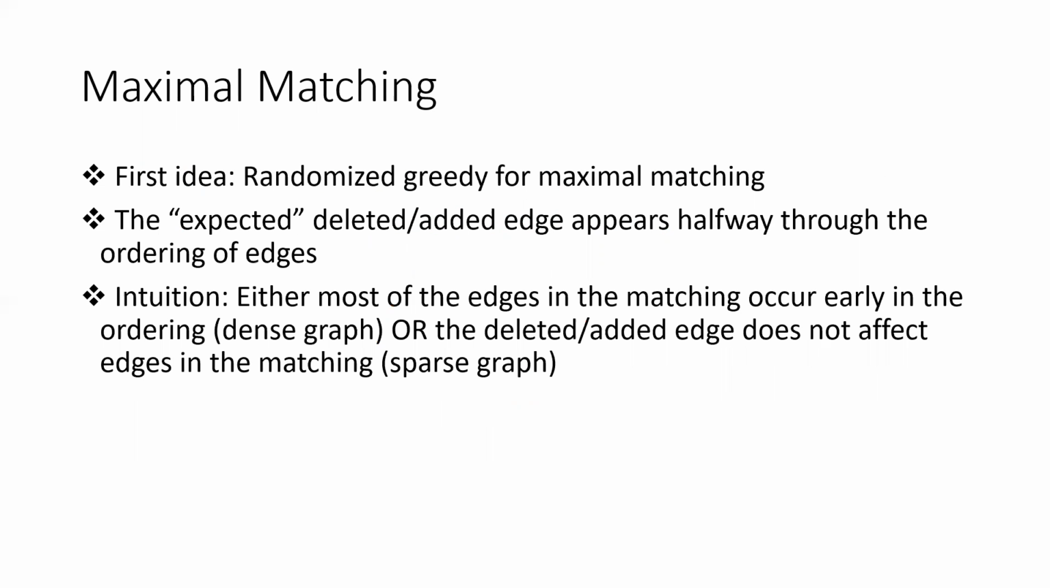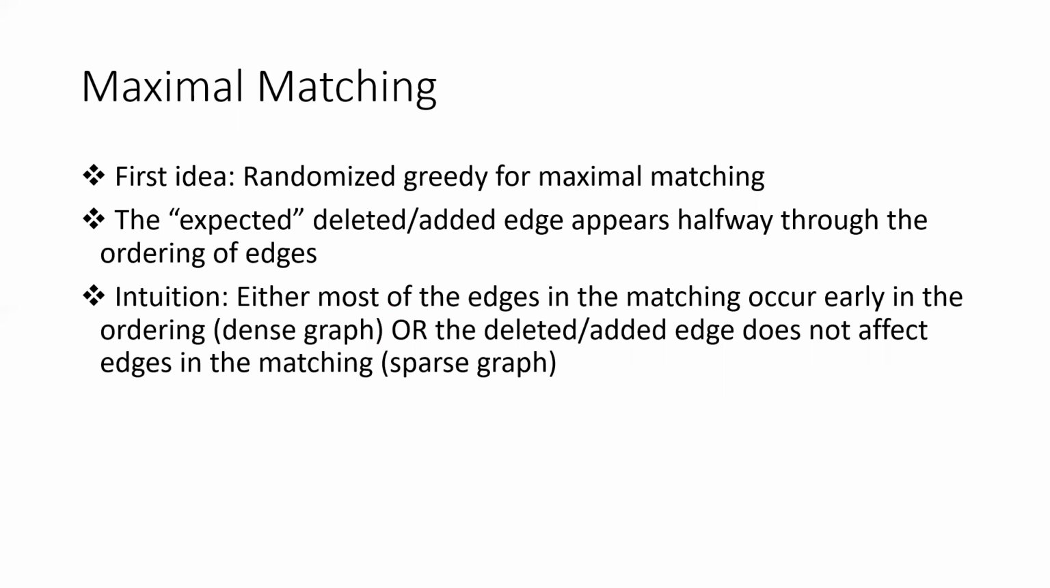Fortunately, we first show that for a randomized greedy, we can have an analysis that shows a much lower sensitivity. So in the randomized greedy, what we'll do is first randomly choose a permutation of the edges in the graph, and then we'll run the greedy algorithm on this permutation of the order. The idea is that the expected deleted or added edge should appear at roughly halfway through the ordering of the edges.